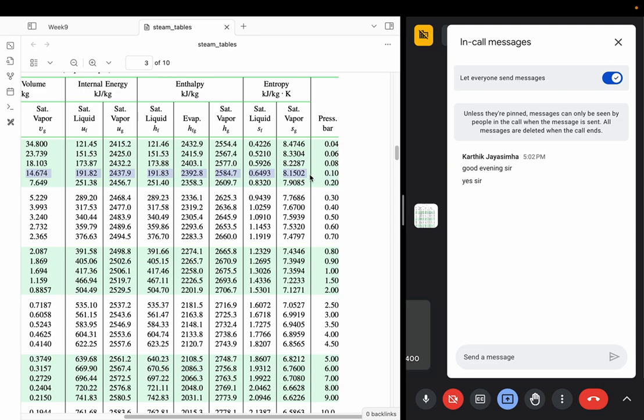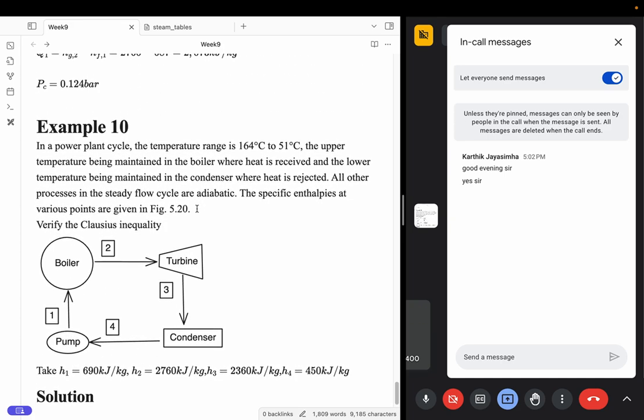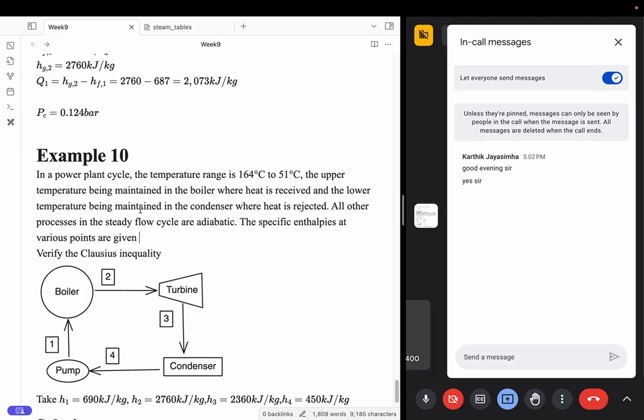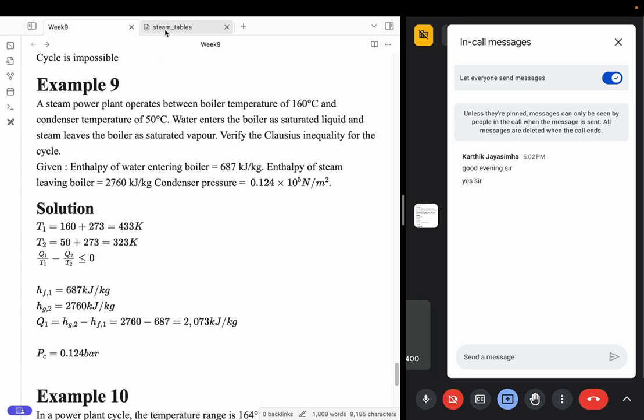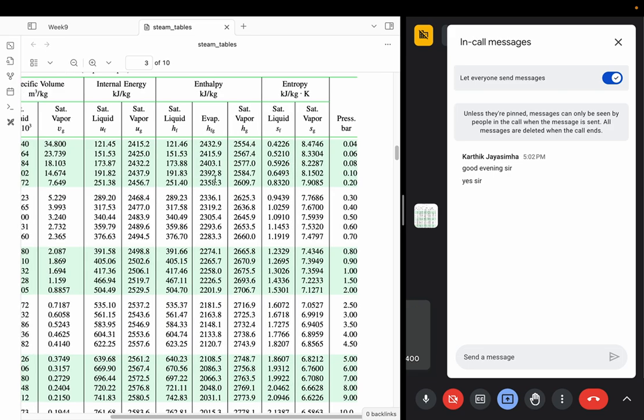Yes. We are taking entropy to be the same, so S2 equal to S3 is what we are using, and then you will calculate the enthalpy. If you put S3 here, you can calculate quality from SF and SG. And then we also have HF and HG. So once you get quality, you can use that to calculate the enthalpy.